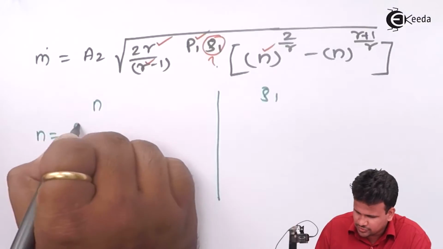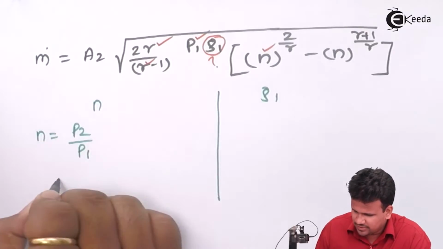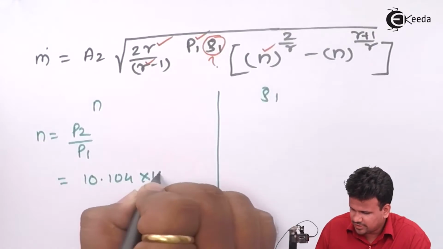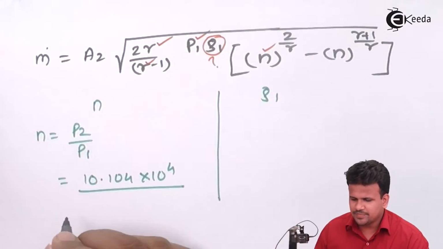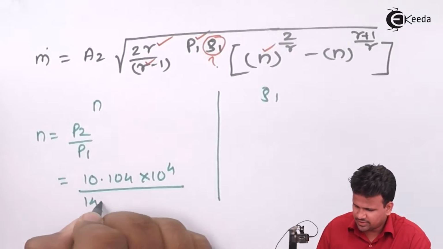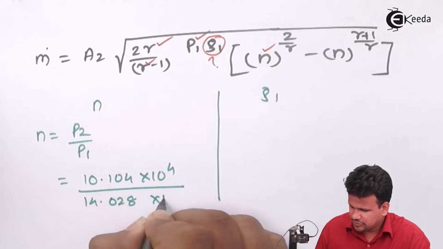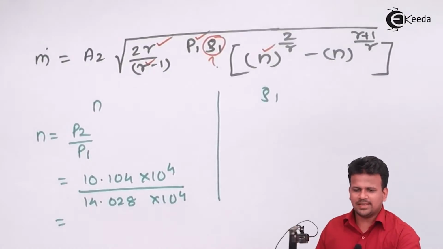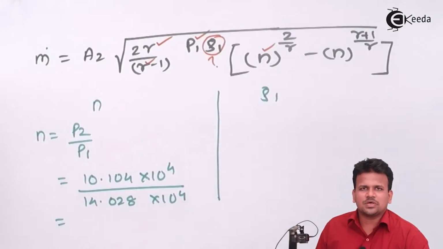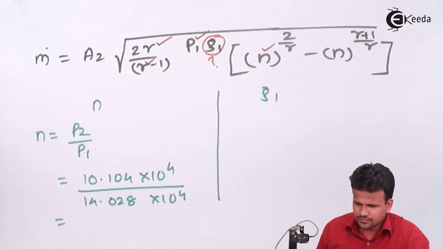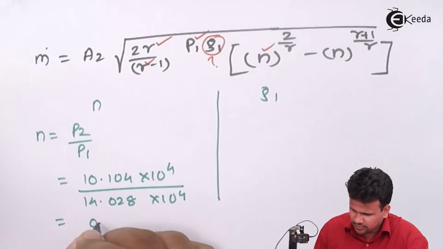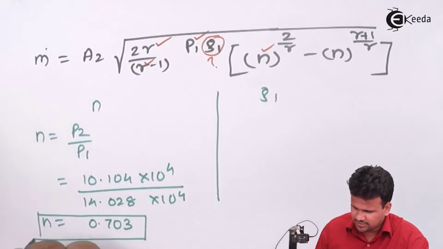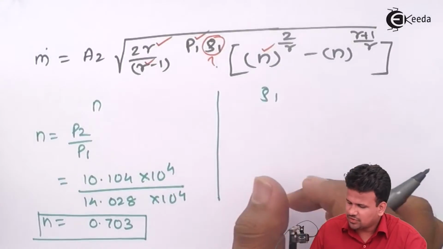N is equal to P2 by P1. P2 is 10.104 into 10 to power 4. P1, which we have calculated, is 14.028 into 10 to power 4. The value of this ratio comes out to be 0.703. So this is the value of N. Now let us calculate the value of rho 1.